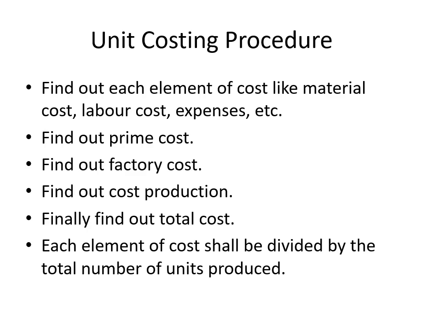Then find out factory cost. Prime cost plus factory overhead is factory cost. Then find out cost of production. That is factory cost plus office and administration overhead. That is cost of production. Finally, find out the total cost. That is cost of production plus selling and distribution overhead. So we got total cost. Each element of cost shall be divided by the total number of units produced, so that we can have unit price.